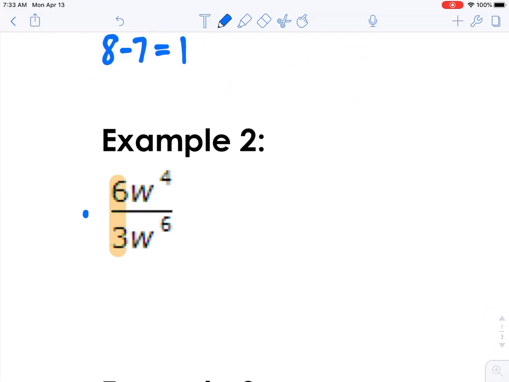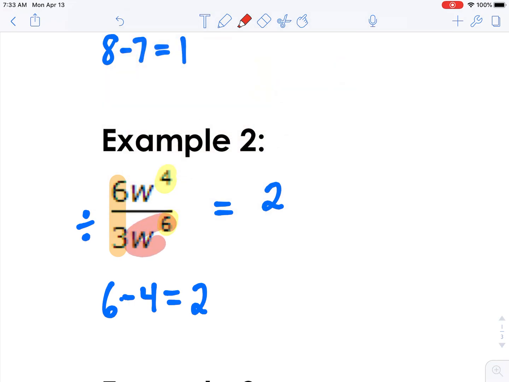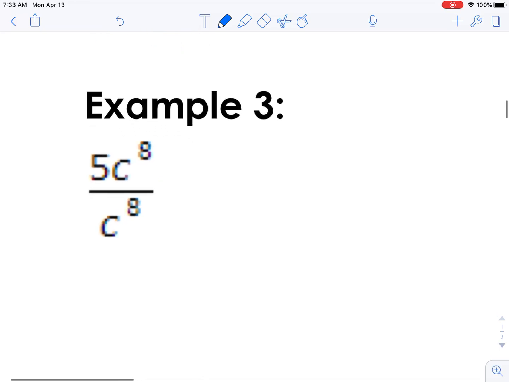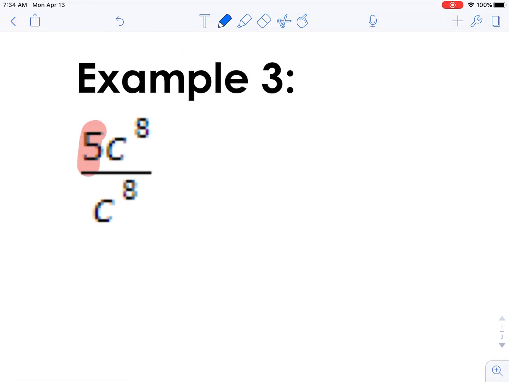Next one, divide your numbers. 6 divided by 3 is 2. For your exponents, you subtract. But I always do bigger minus smaller, so I have a positive number. 6 minus 4 is 2. And where will it go? Where is your bigger exponent? The bigger exponent is in the bottom, so w squared in the bottom. The 5, there's nothing to divide the 5 by, so you can think of it as 5 divided by 1, which is still 5, so we can leave our 5.